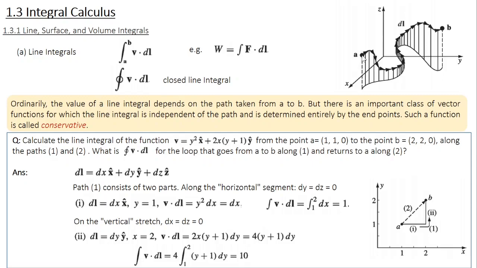Now, if you are considering a closed path, meaning the initial point A is the same as the final point B, so this is a closed loop, in that case, you can write it as a closed line integral. So this is the symbol for the closed integral v dot dl.